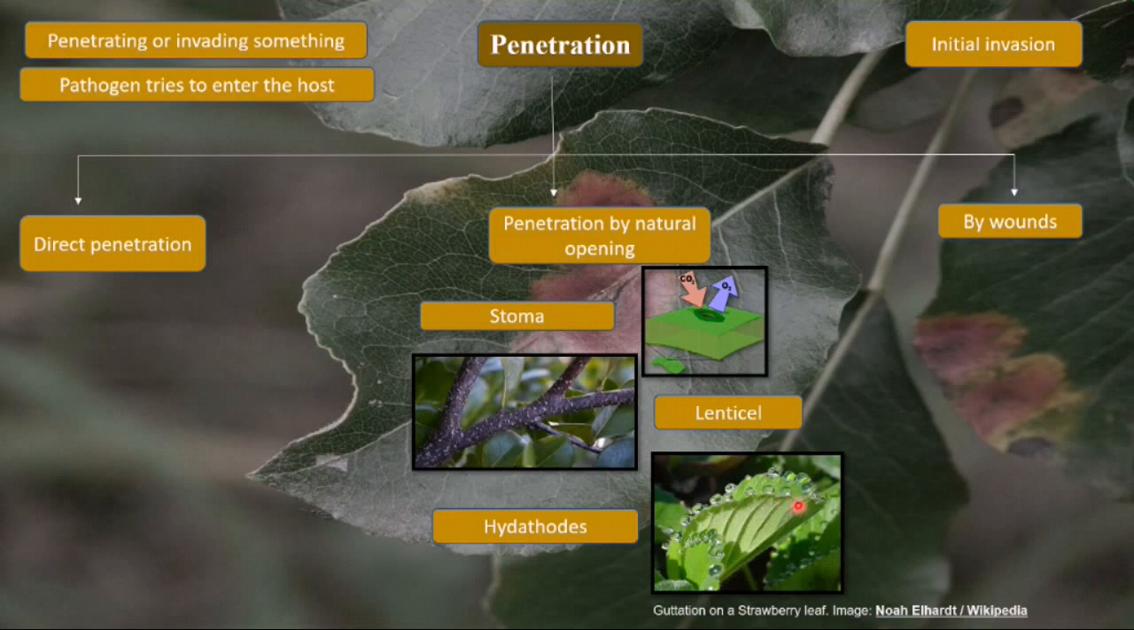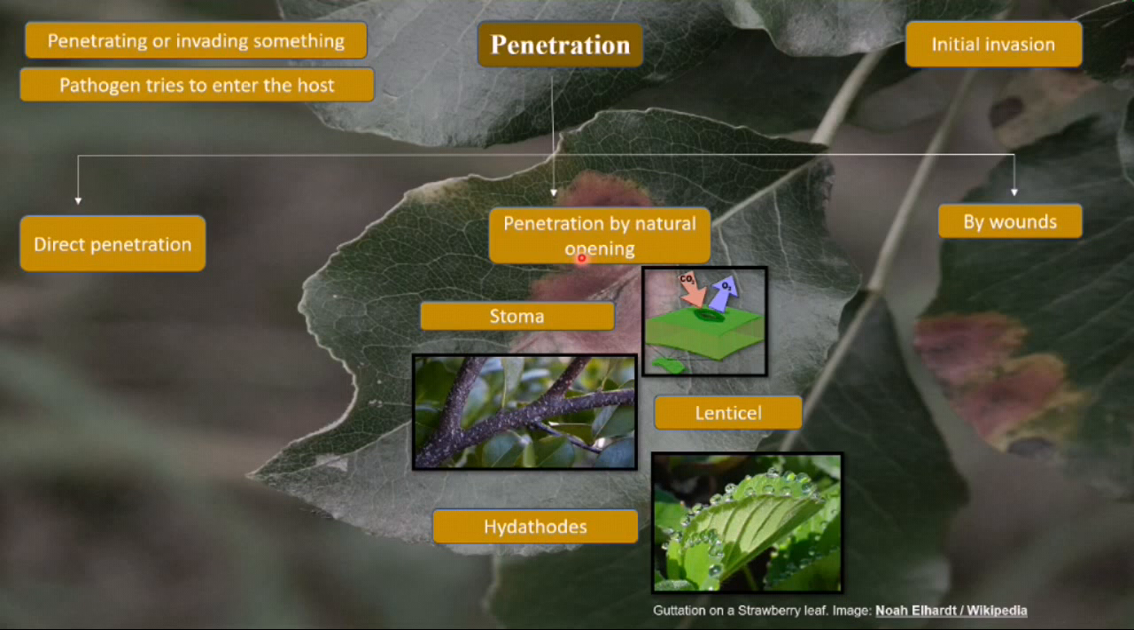So these are usually present on the leaf margin. Sometimes we can see this kind of droplets coming out from leaf margin, and this actually comes from hydathodes. So hydathodes are also opening from plant. So these are the natural openings present in the plant, and the pathogen can actually enter from these natural openings, and therefore this kind of penetration is called penetration by natural opening, right?